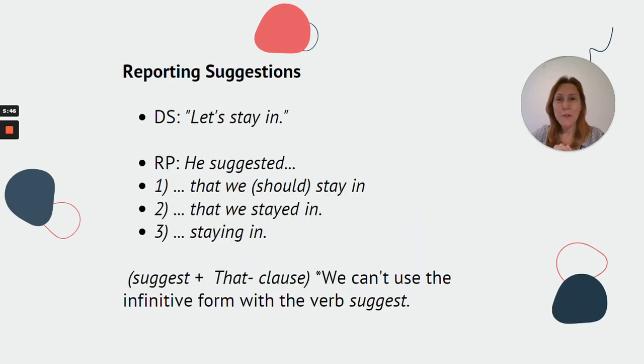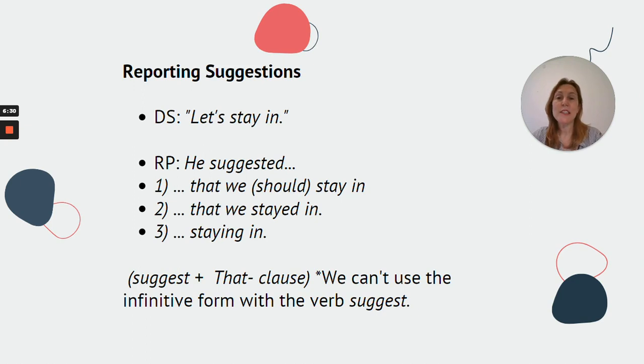Well, this is a different structure that we're going to use for the verb suggest. So when reporting suggestions, like for example, let's stay in, right? Typically we use let's for suggestions. Let's stay in. We can report it in 3 different ways, but we can't use the infinitive form or infinitive clause with the verb suggest. So we should never use an infinitive clause. So we may use these 3 different alternatives.